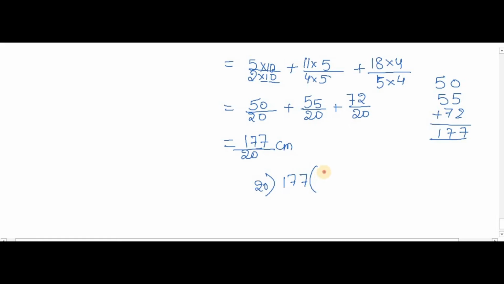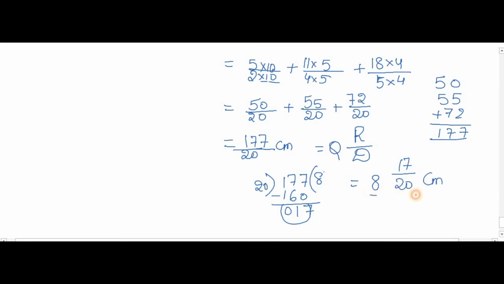Now 20 eights are 160, and after adding 17 we get 177. So how do we write this as a mixed fraction? It is nothing but quotient, remainder by divisor. In this question the quotient is 8, the remainder is 17 and the divisor is 20. So my perimeter of the triangle is 8 17/20 centimeters.